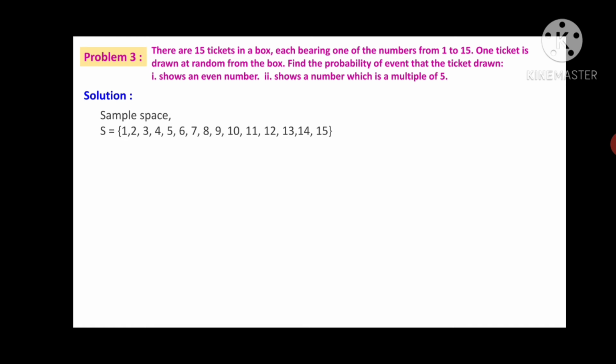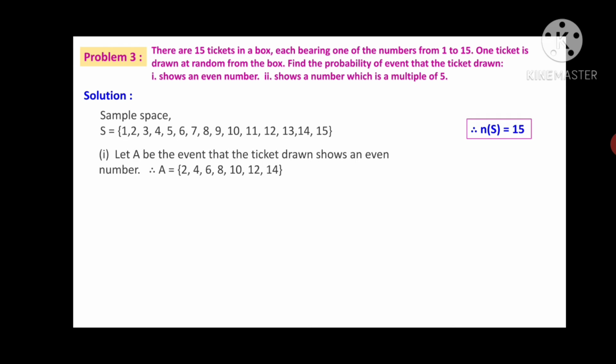S is equal to 1, 2, 3, 4, 5, 6, 7, 8, 9, 10, 11, 12, 13, 14 and 15. Therefore we can write n of S is equal to 15. So here the first event, let A be the event that the ticket drawn shows an even number. Therefore A will be the set containing 2, 4, 6, 8, 10, 12 and 14. Therefore n of A is equal to 7.